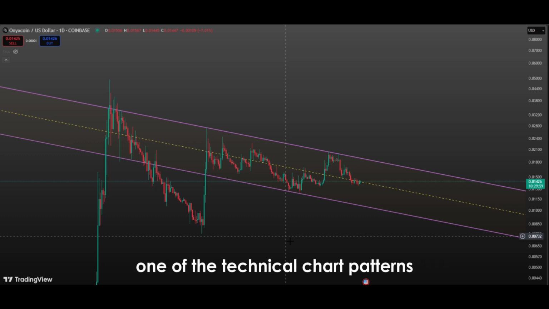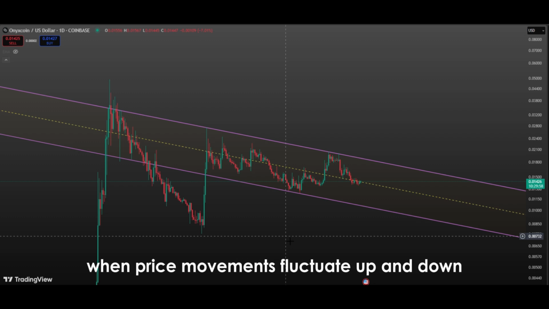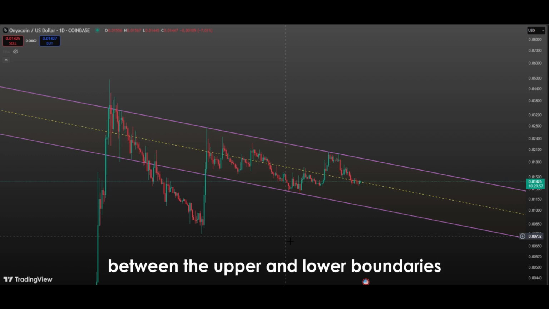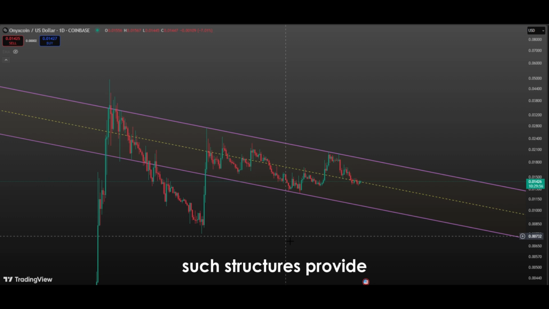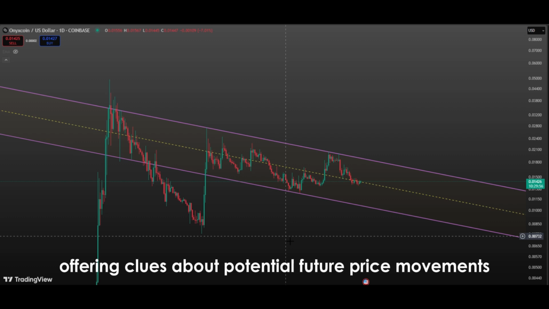One of the technical chart patterns observed in the market is the descending channel formation, which occurs when price movements fluctuate up and down within a specific range, forming a channel between the upper and lower boundaries. Such structures provide important signals for investors and technical analysts, offering clues about potential future price movements.